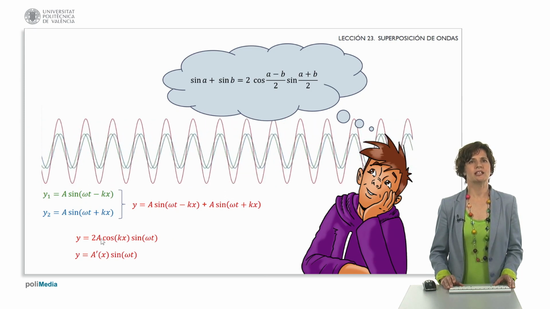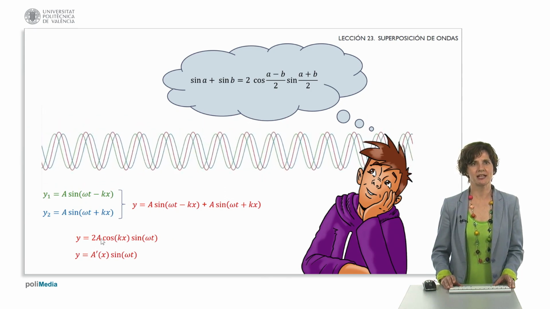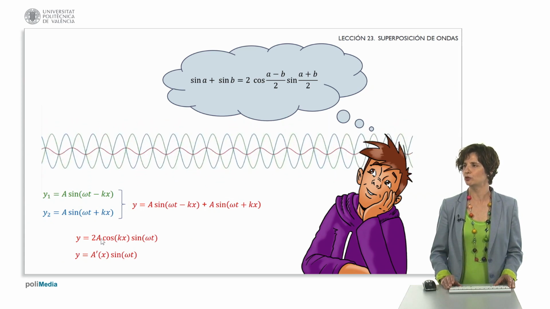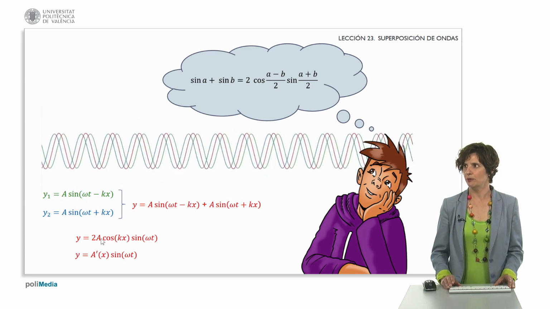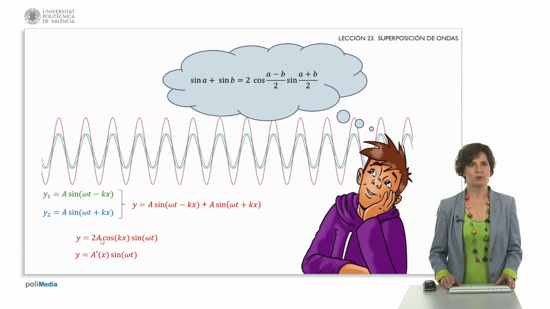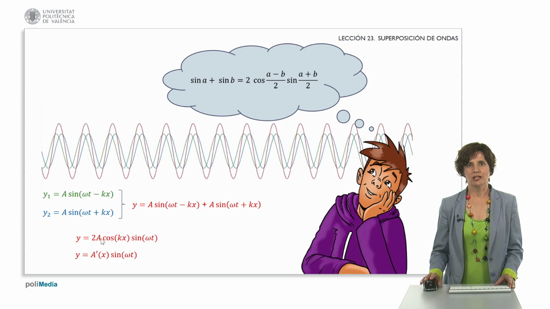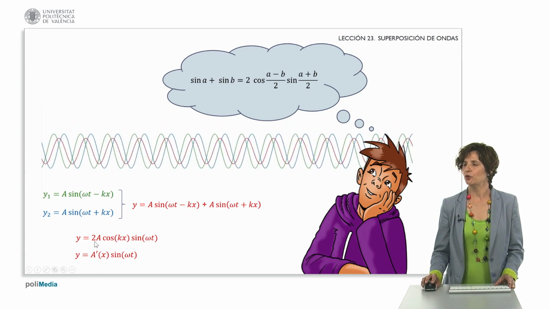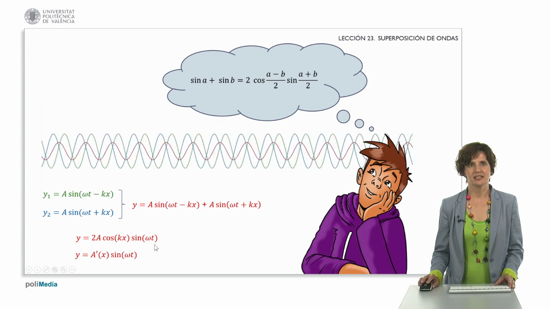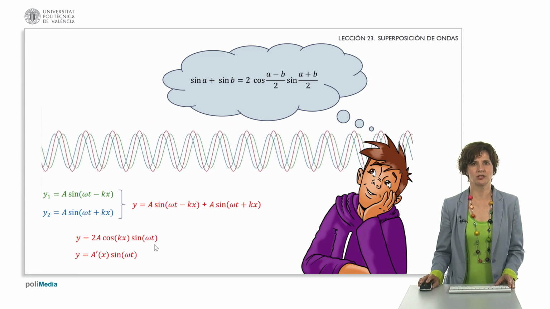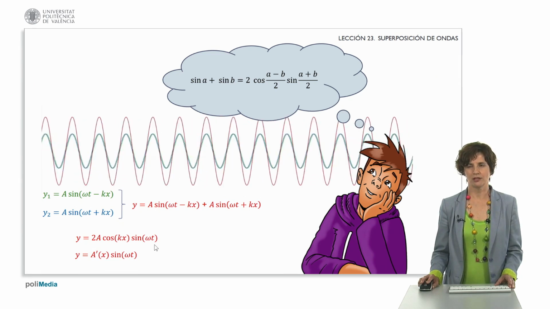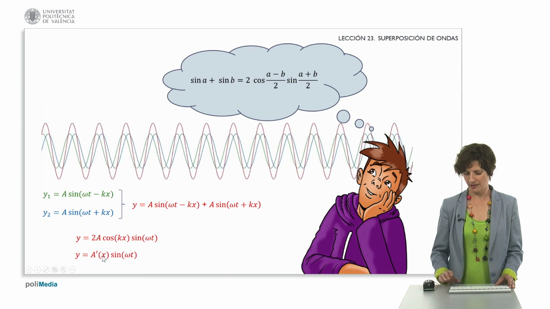To see where these nodes and these bellies are, let's apply the trigonometric relation sine of a plus sine of b equals twice cosine of (a minus b) over 2 times sine of (a plus b) over 2. Applying this property, we are left with the resulting wave equal to twice A times cosine of kx times sine of omega t. That is a sine of equal frequency to the interfering waves, and its amplitude is a periodic function of position, which we have called A of x.